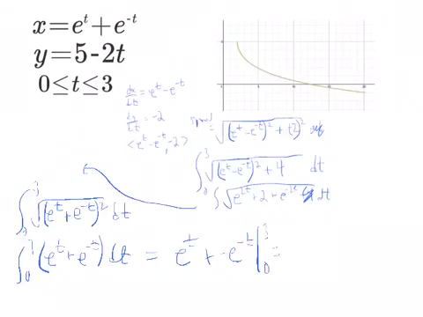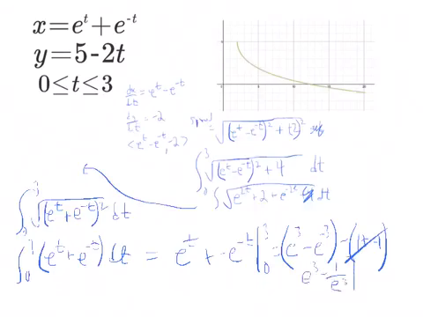If I plug in 3, I get e cubed minus e to the negative 3. If I plug in 0, I get minus, 1, and then plus negative 1. So that actually cancels out. So then my total distance traveled is e to the third minus 1 over e to the third. And that would be the total distance traveled.